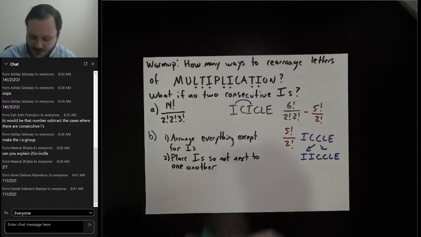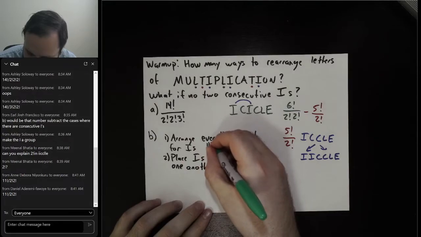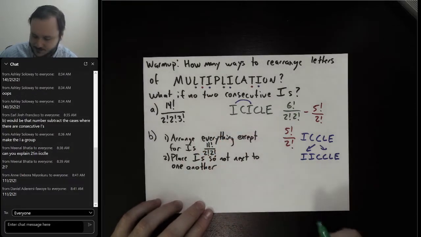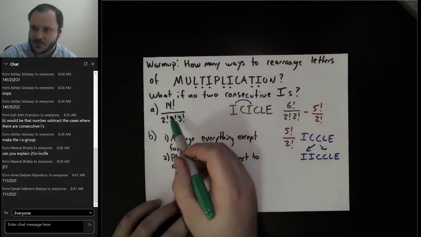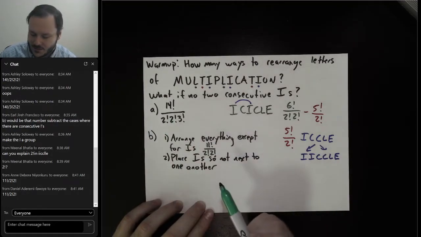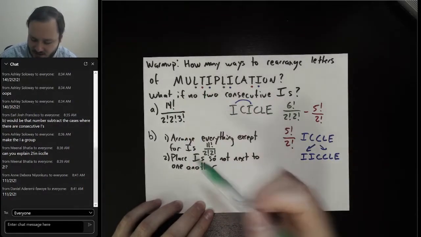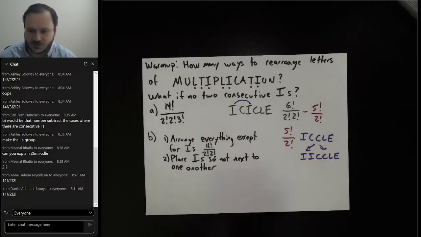Yeah, really good. 11 factorial divided by 2 factorial, 2 factorial. Right, very similar problem to part A. But I don't have to worry about the I's, and I now only have 11 letters. So 11 factorial over 2 factorial, 2 factorial.